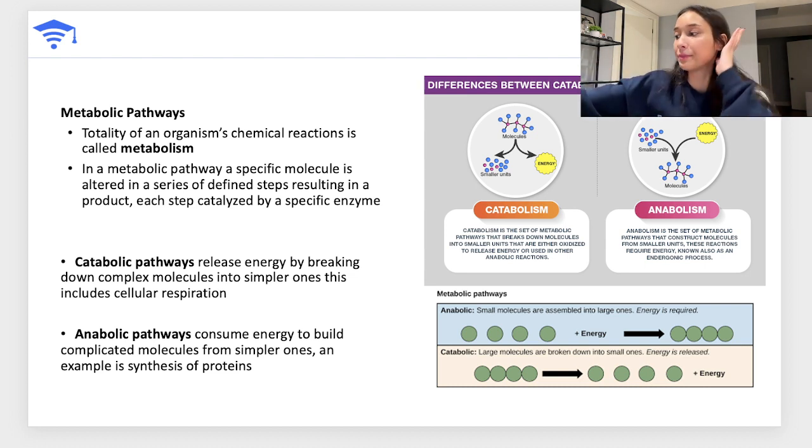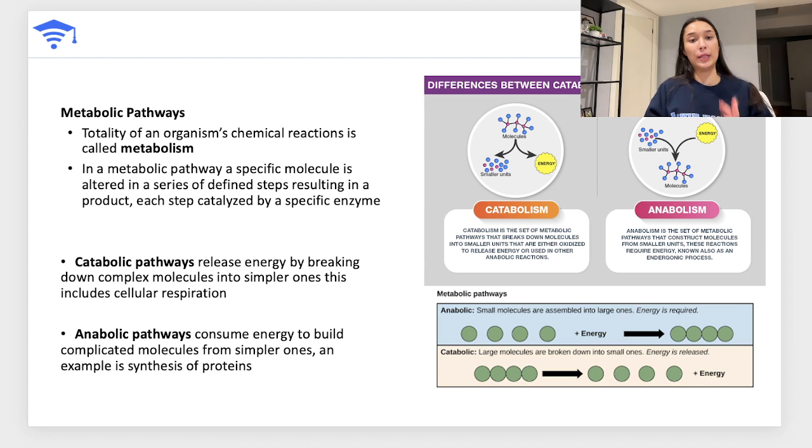So we're going to start off explaining metabolic pathways. This entire unit is about metabolic pathways. Now, the totality of an organism's chemical reactions is known as its metabolism. We're going to look at cellular respiration and fermentation and photosynthesis and all those methods of metabolism. And in a metabolic pathway, a specific molecule is altered in a series of defined steps, resulting in one product, each step catalyzed by a specific enzyme. Okay, so you're going to be having the synthesizing or the breakdown of a very specific molecule.